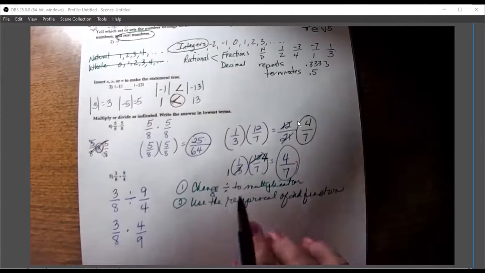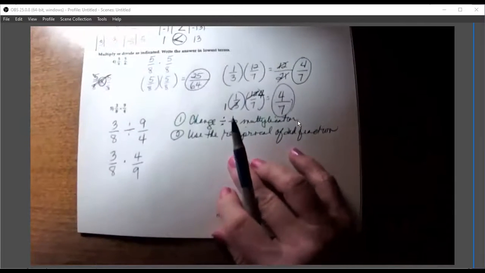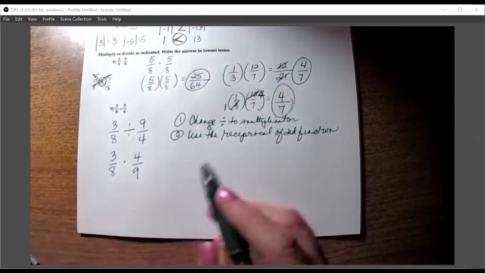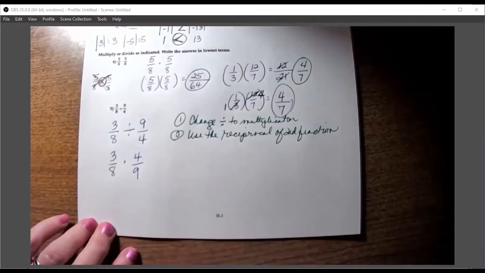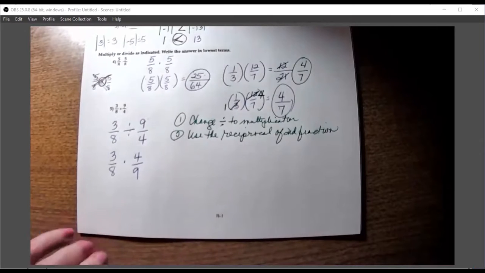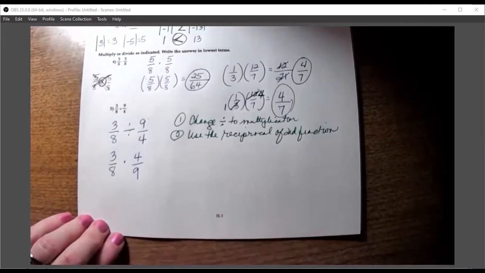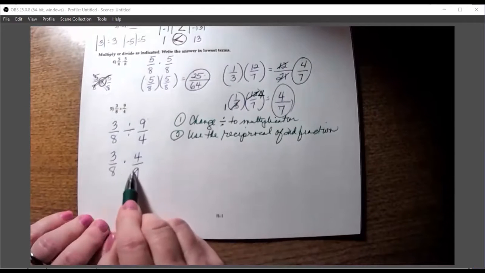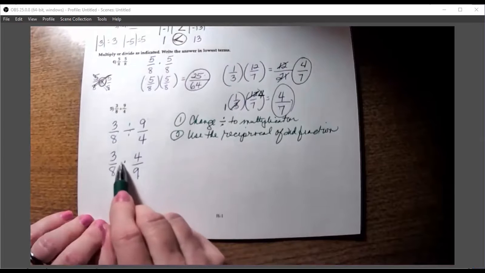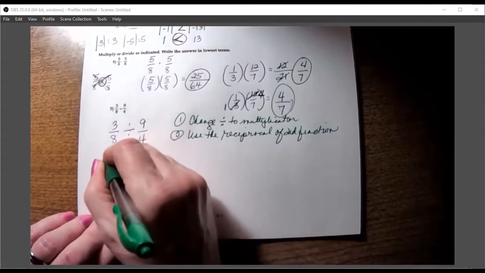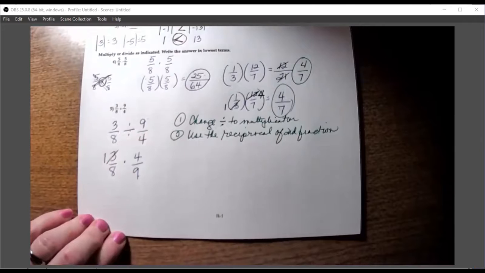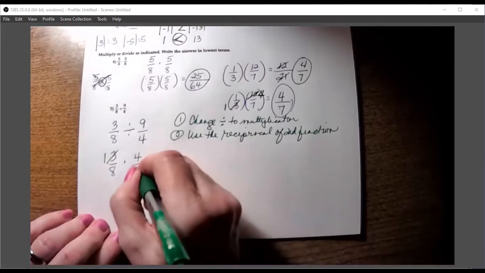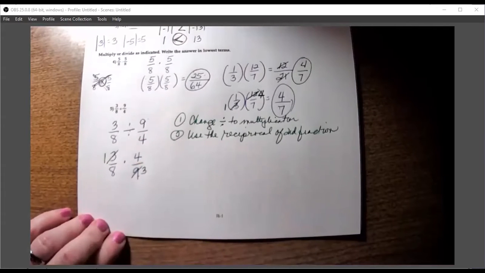And I think I'm going to reduce first and then multiply. You're looking for numerator and denominator pairs that have a common factor. Sorry, I used the wrong word, common factor. Here I have a 3 and a 9. This is 3 times 1. This is 3 times 3. So I'm going to take care of this set of numerator and denominator right now. 3 divided by 3 is 1. 9 divided by 3 is 3.